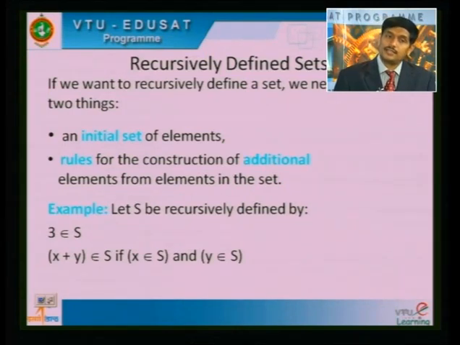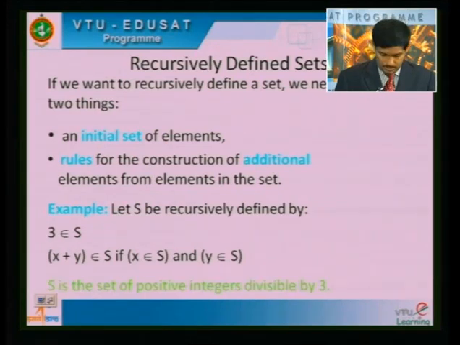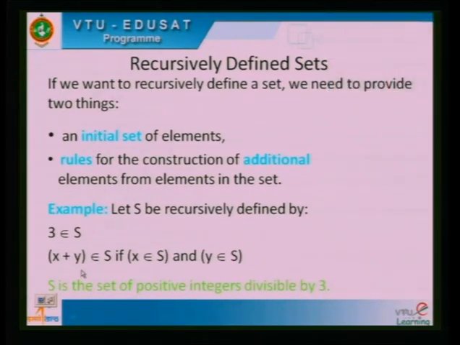Here, X plus Y is one term, X is also there and Y is also there, and an addition is applied there. S is the set of positive integers divisible by 3. This is the main condition here. S is recursively defined by 3 belongs to S. 3 means the multiples are also there, that means 3, 6, 9, etc. Then definitely X plus Y is divisible by 3, because 6, 9, 12 will be divided by 3.